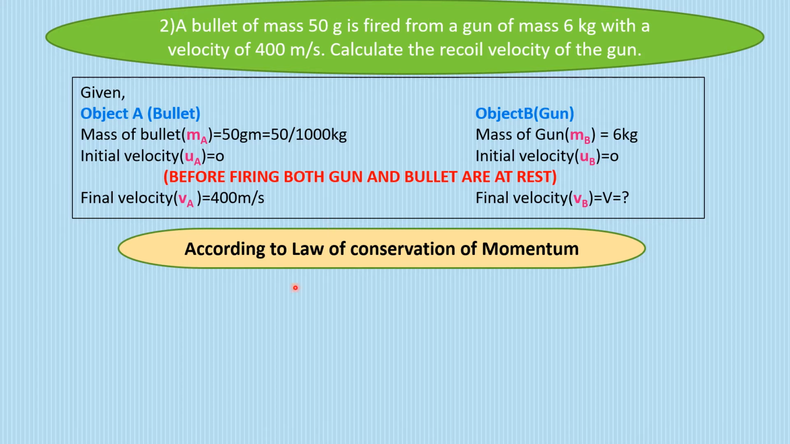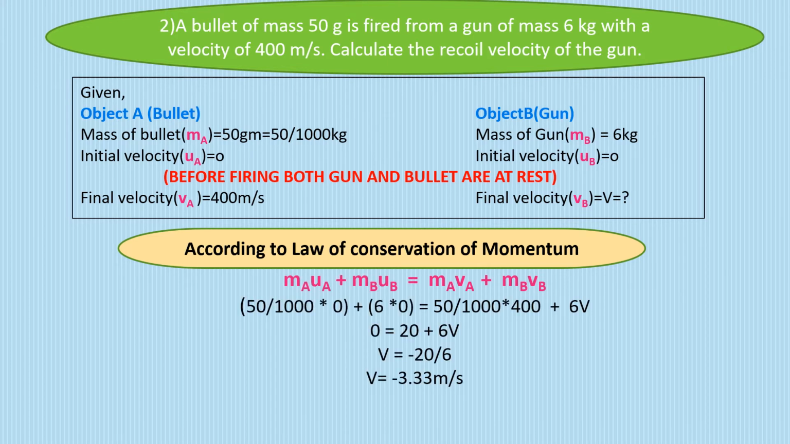Okay, now we'll write this according to the law of conservation of momentum. Then we'll write the formula. After the formula, we'll substitute all the values. So the formula is MAUA plus MBUB is equal to MAVA plus MBVB. Right? Before collision, after collision. Now I'm going to substitute 50 by 1000 into 0, 6 into 0, 50 by 1000 into 400. From here we'll see plus 6V. Right? So this becomes 0.